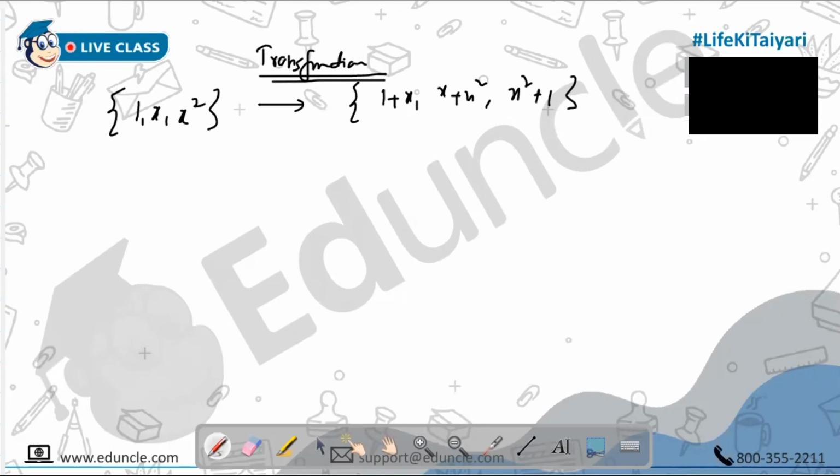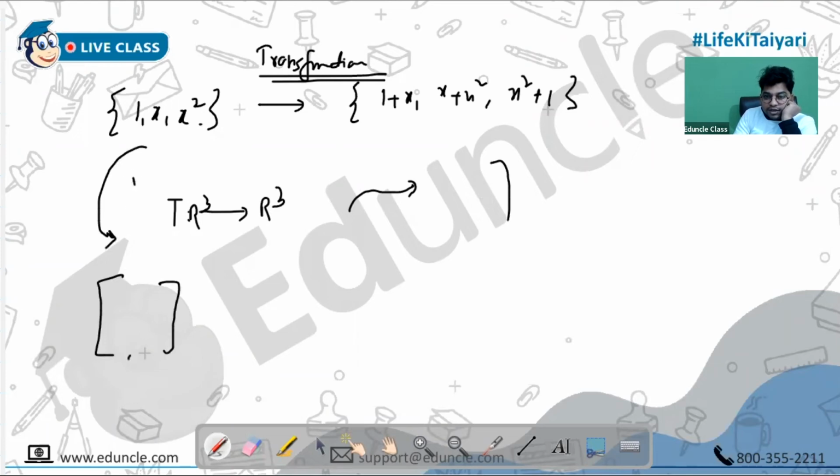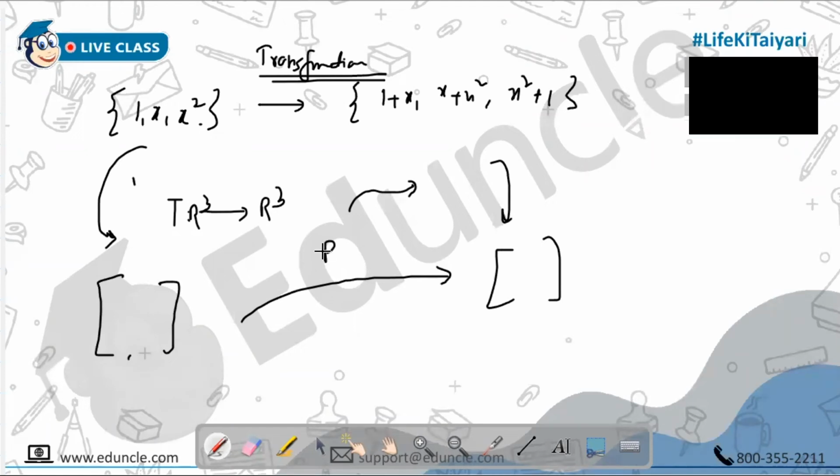Okay sir, and I will also send you the question as a PDF. I have understood what you are asking. You are asking that a linear transformation is given, from R cube to R cube, and there are ordered bases, and how to transform this to this by some matrix P. Is this what you are saying?